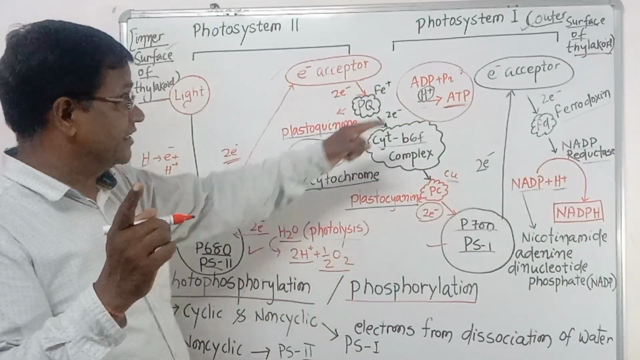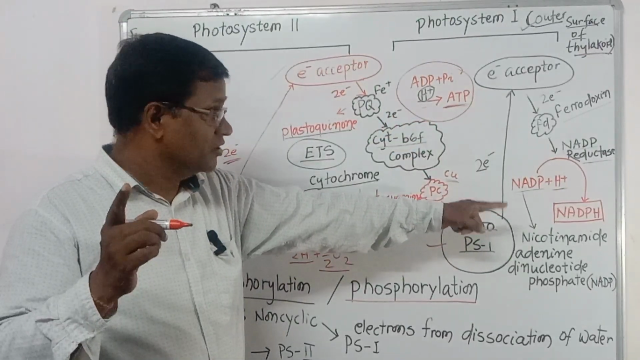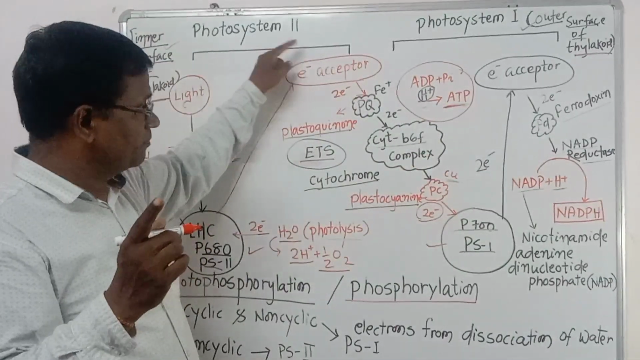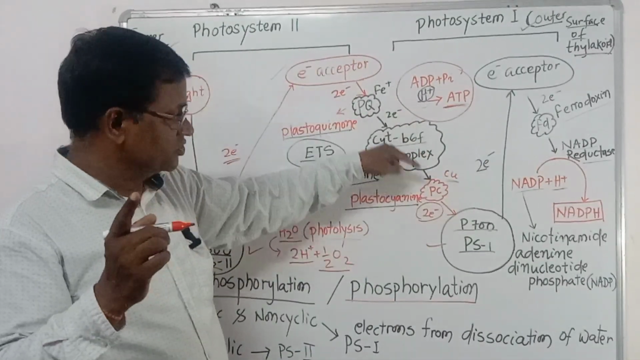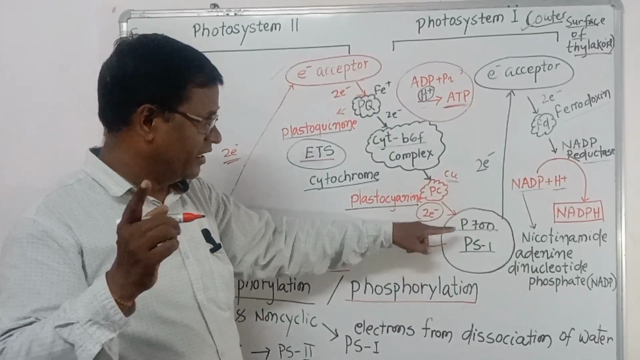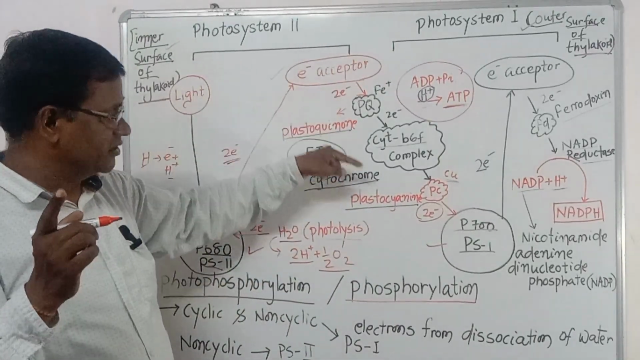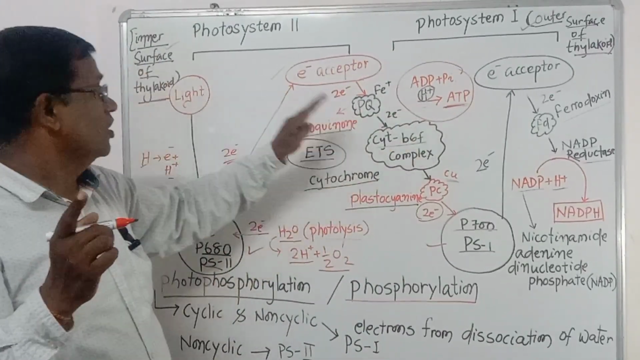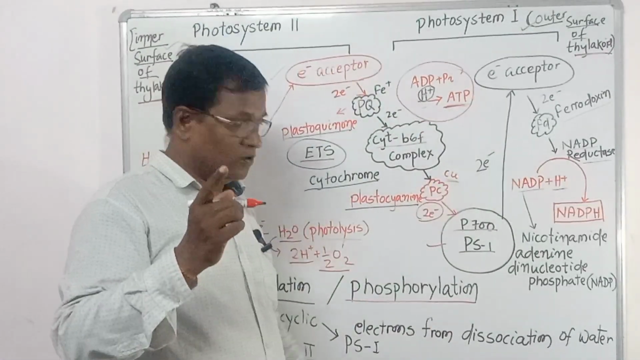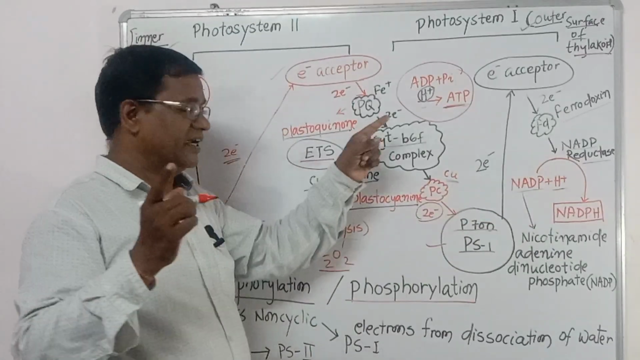Very important. We know that ATP and NADPH are both produced. Photosystem 1 receives the electrons and forms the NADPH, whereas here the electrons go and enter the electron transport system and form the ATP. That means photosystem 2 forms the ATP, photosystem 1 forms the NADPH. Photosystem 1 forms the NADPH, photosystem 2 forms the ATP.